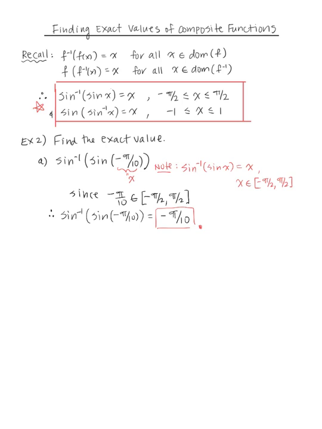Okay, now let's take a look at this example. Part B, inverse of sine of 7 pi over 10. Again, note, I'm going to keep writing this till we all can memorize it. Sine inverse of sine of x equals x, only if x is between negative pi over 2 to pi over 2.